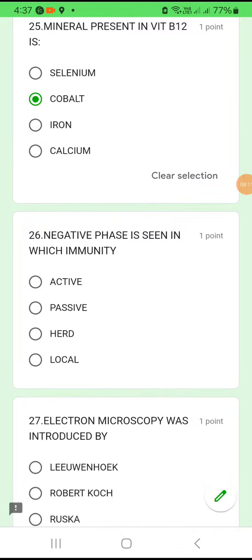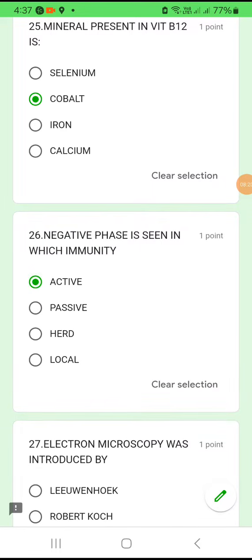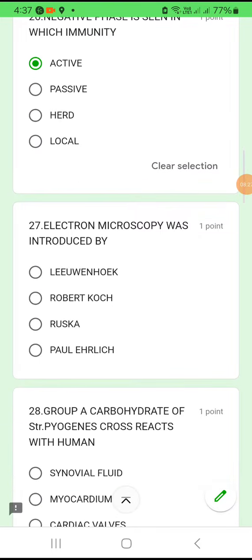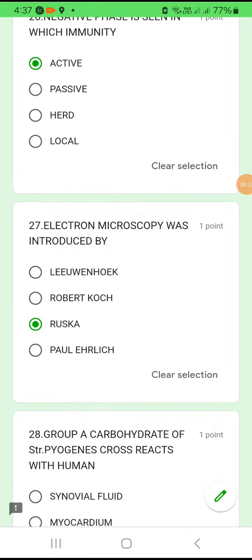Negative phase is seen in which type of immunity? Active immunity or passive immunity or herd or local? Negative phase is seen in active immunity. Okay, option A is the answer. Question number 27. Electron microscopy was introduced by Ernst Ruska. Okay, so option C is the answer, Ernst Ruska.